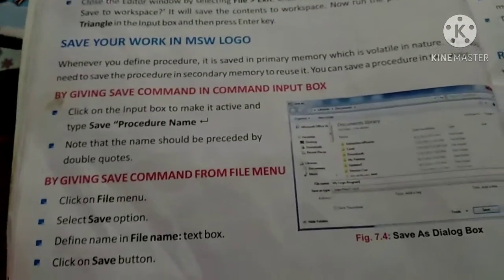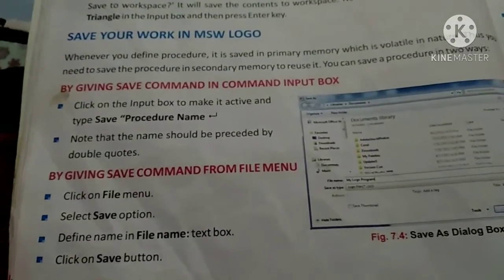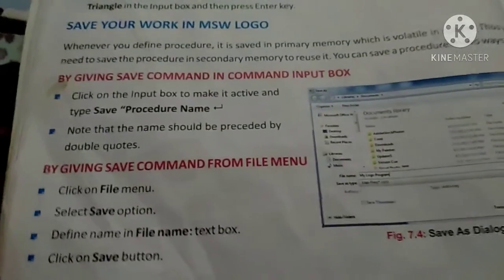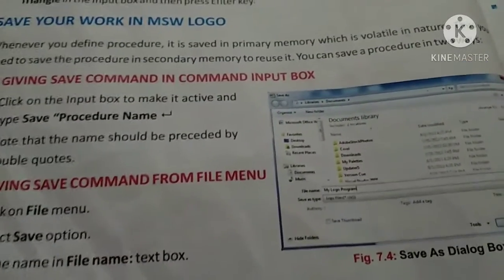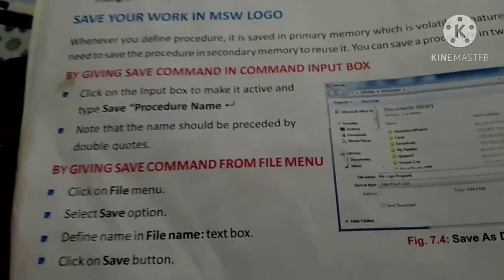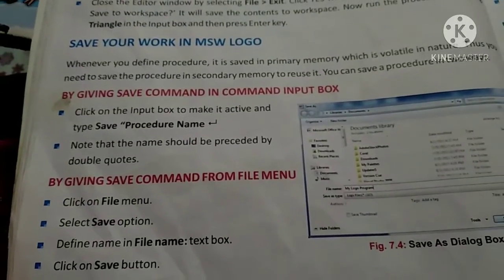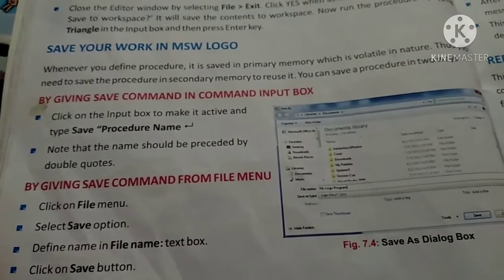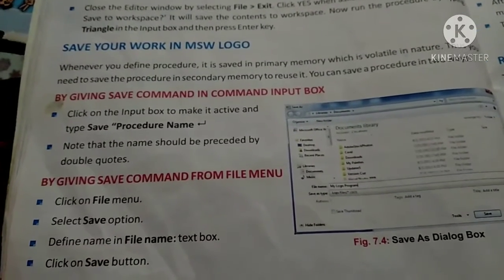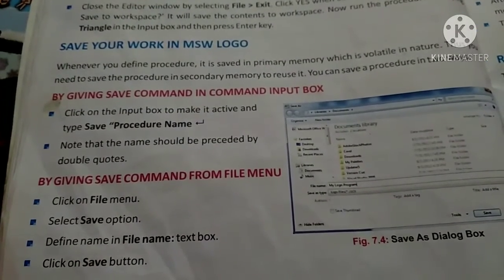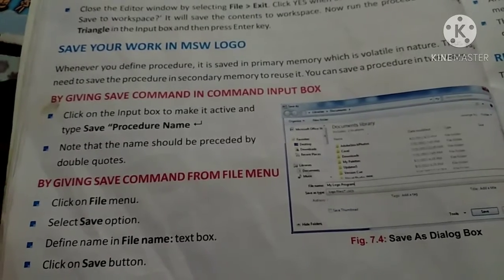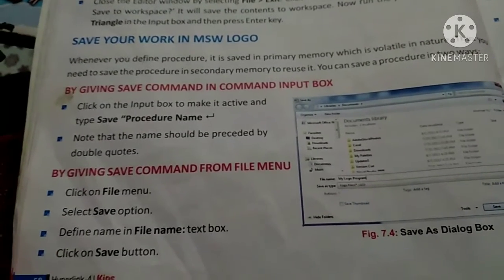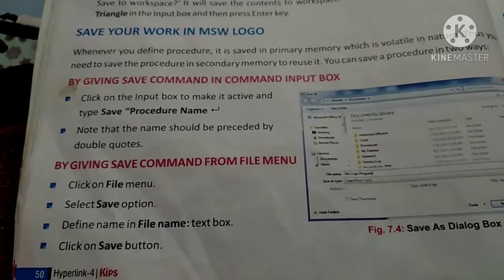Next is save your work in MSW Logo. How to save your work? Whenever you define a procedure, it is saved in primary memory, which is volatile in nature. Thus, you need to save the procedure in the secondary memory to reuse it. You can save a procedure in two ways. Okay, so it is very important to save our work.